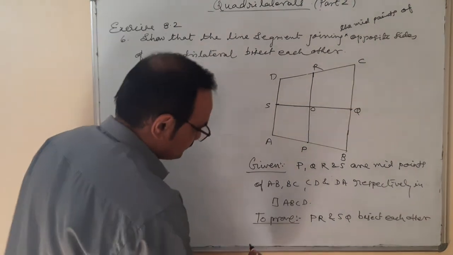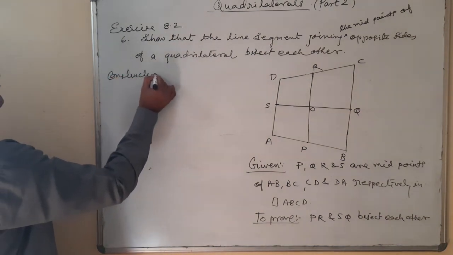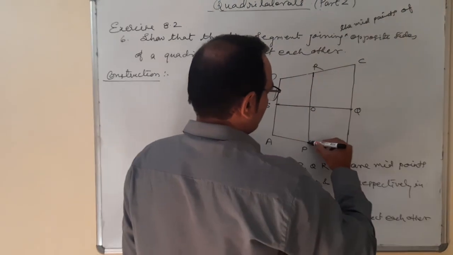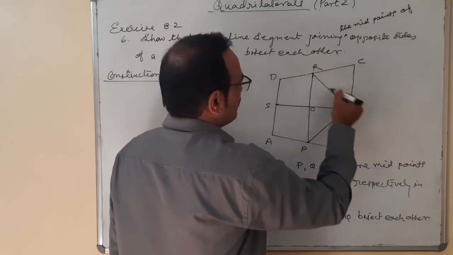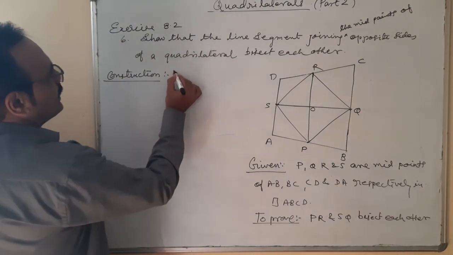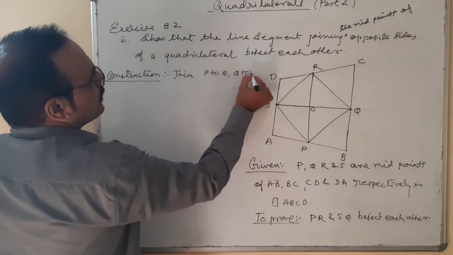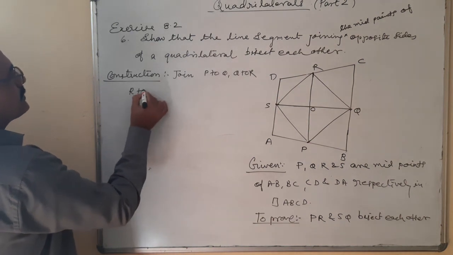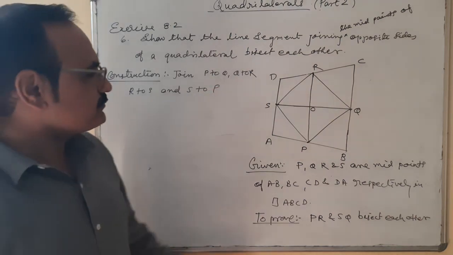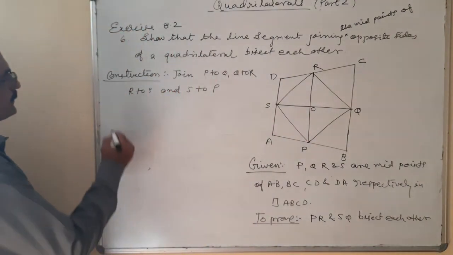Construction is required. In construction, simply we are joining P to Q, Q to R, R to S, and S to P. Right? Proof.